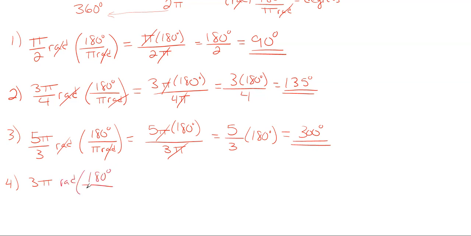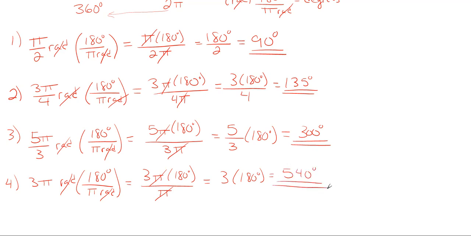So multiply by 180 degrees divided by pi radians. Radian units will cancel out. And we have 3 pi times 180 degrees all over pi. The pi's will cancel out. And essentially what we have is 3 times 180 degrees. And that gives us 540 degrees.